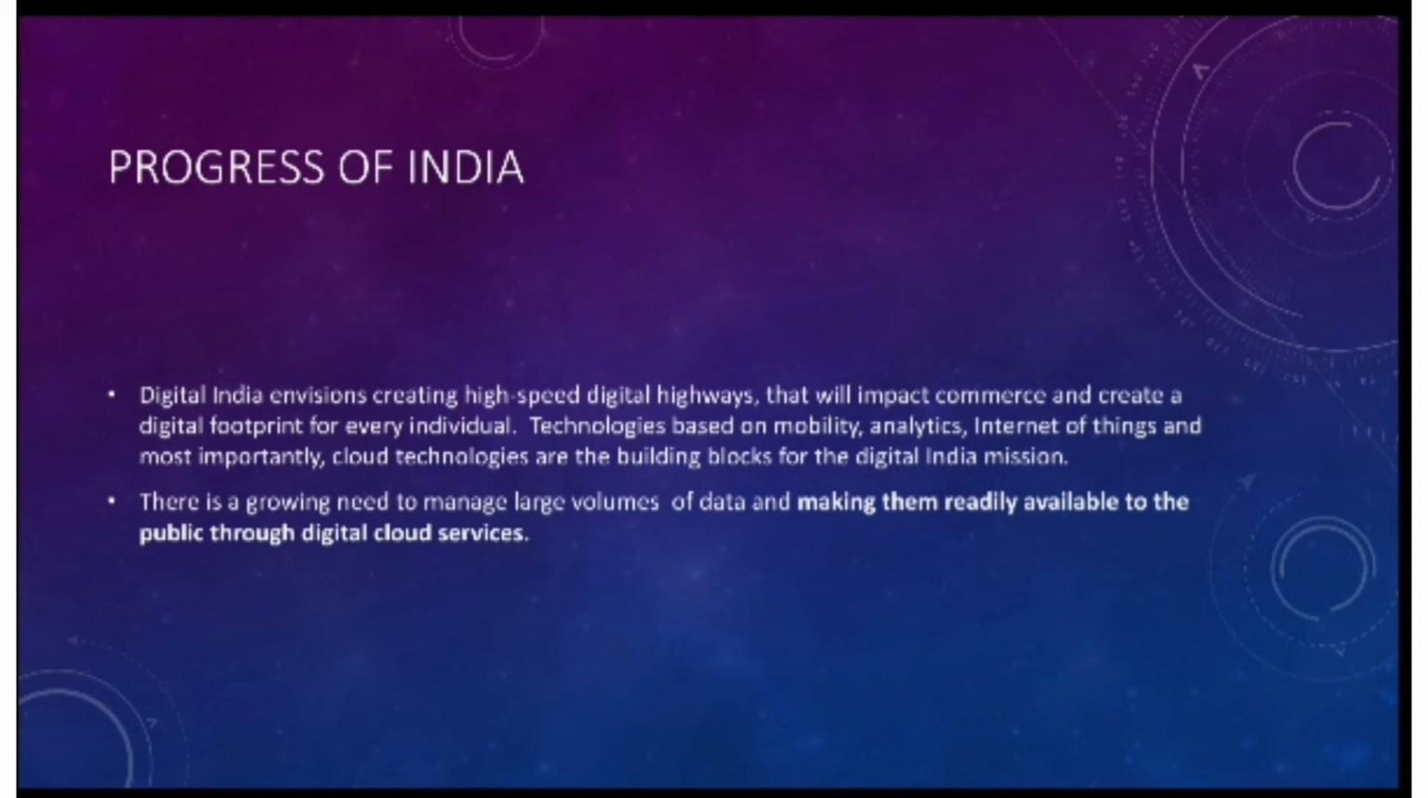Progress of our country India. It's very important to know the progress of the country where we reside. So Digital India envisions creating high speed digital highways. I think everyone is already aware of the FASTag. It is also a part of IoT and cloud computing that will impact commerce and create a digital footprint for every individual. Technologies based on mobility, analytics, Internet of Things, and most importantly, cloud technologies are building blocks for the Digital India mission. There is a growing need to manage large volumes of data and make them readily available to the public through digital cloud services.